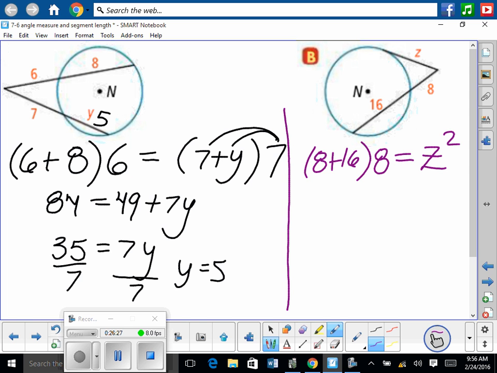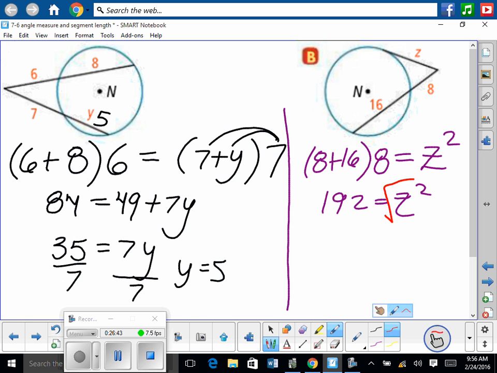Comfortable with that? Yeah. Now we're just solving for z, so I'm just going to add that up. We have 8 plus 16 and then times 8. That's 192 is equal to z squared. To solve for z, won't we just take the square root of both sides?